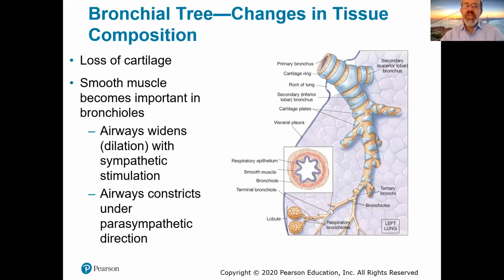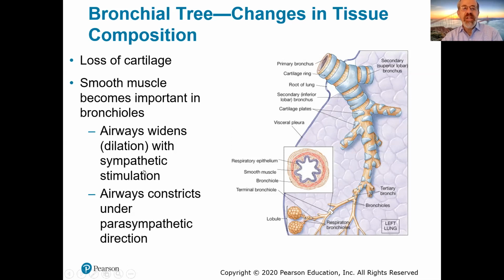All right. So to summarize again, there's a loss of cartilage, a decrease in epithelium, and an increased role of the smooth muscle, which becomes very important as we get further down into the bronchioles. The reason it becomes important is its role in regulating airflow, but also the susceptibility to constriction or dilation, which is under the control of the autonomic nervous system.